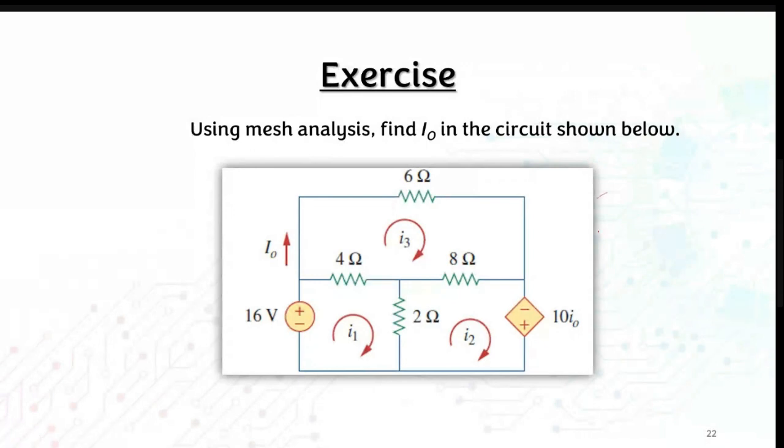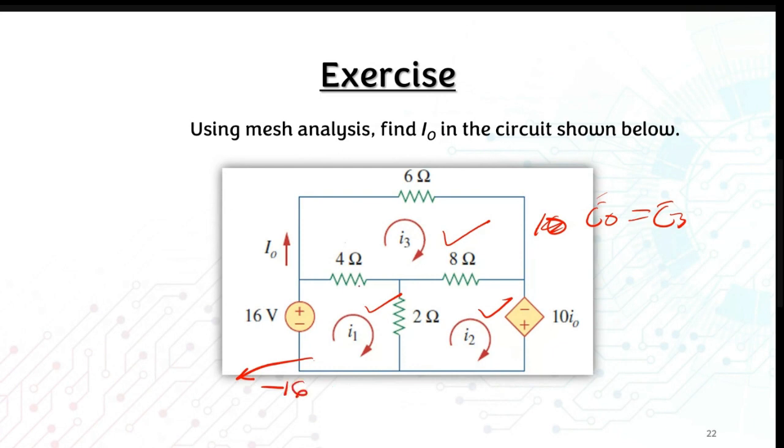Okay, so let me write it again. I naught is equal to I3. So the first thing you need to do is find the equations for I1, I2, and I3. For I1, this equation is going to be negative 16 plus 6I1 minus 2I2 minus 4I3 equal to 0.